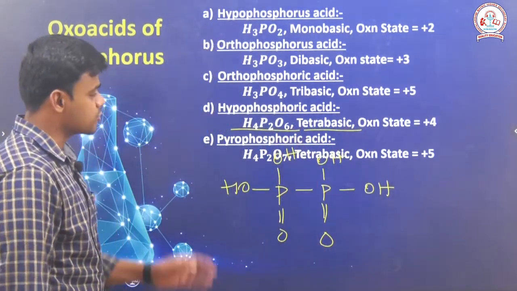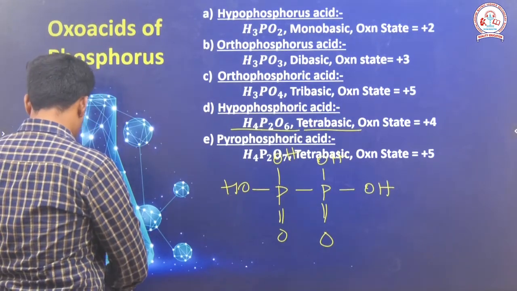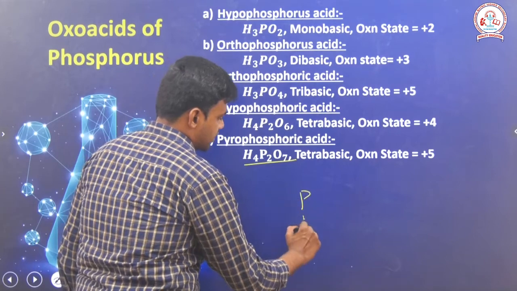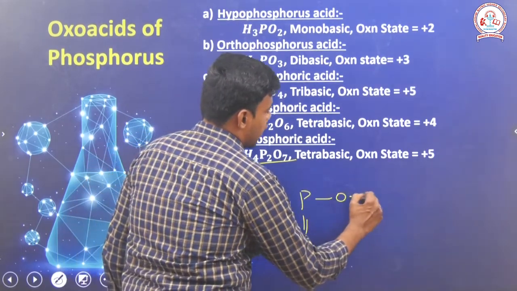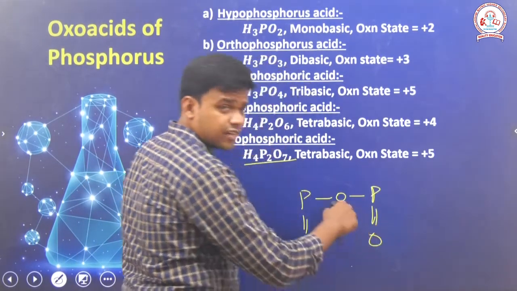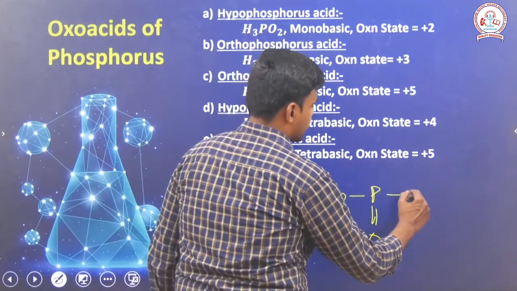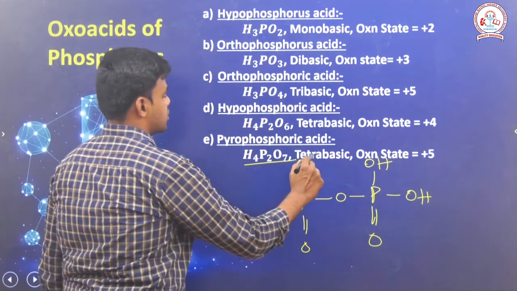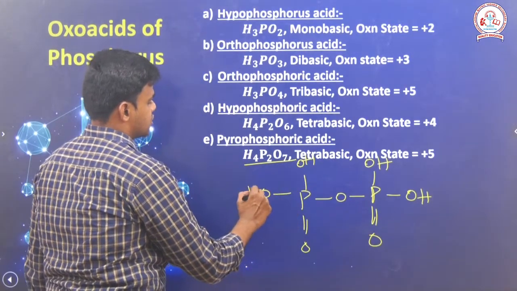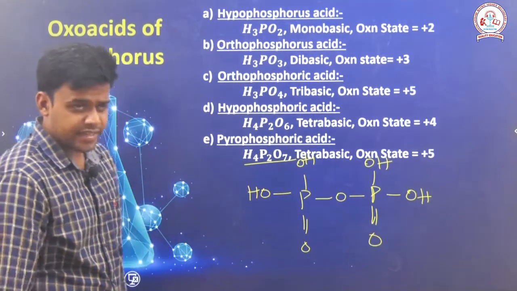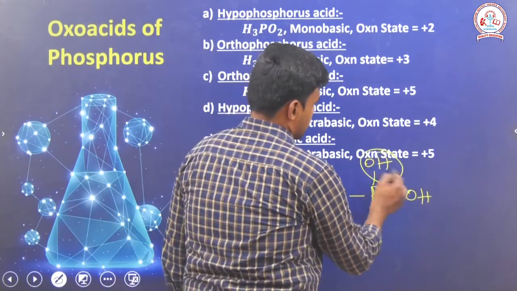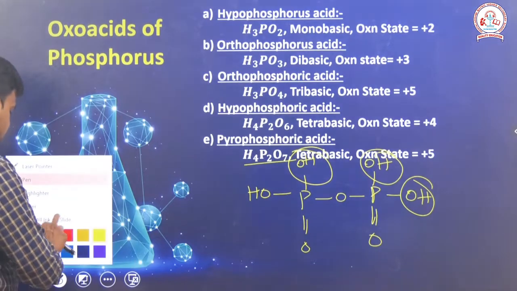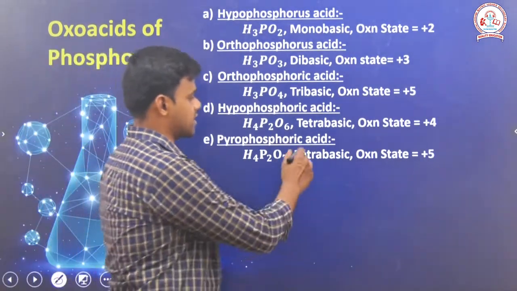And pyrophosphoric acid, H4P2O7. Along with the P double bond O, an oxide linkage is present between the two phosphorus atoms. Here it is OH, OH and OH, here it is OH. So here also it is a tetrabasic acid because all the 4 hydrogens are replaceable. Now, let us go with the oxidation states here. Let us go from the last.